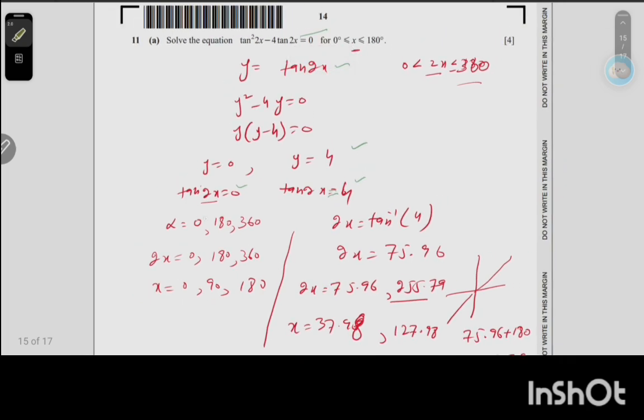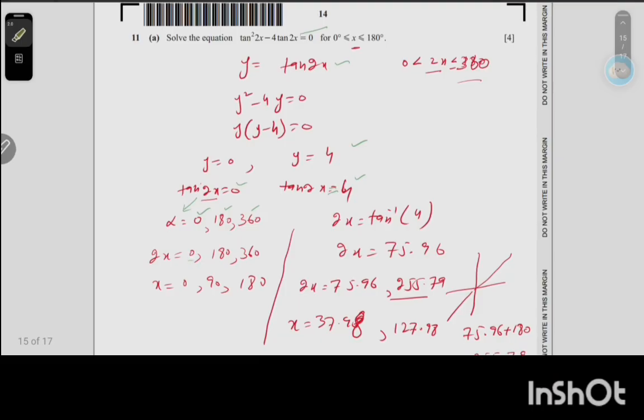Here tan 2x equals 0 gives 0, 180, and 360. We have to convert it for x: tan 2x equals 0, 180, 360, so x equals 0, 90, 180, because we divide everywhere by 2. Now we apply the second way: 2x equals tan inverse of 4.